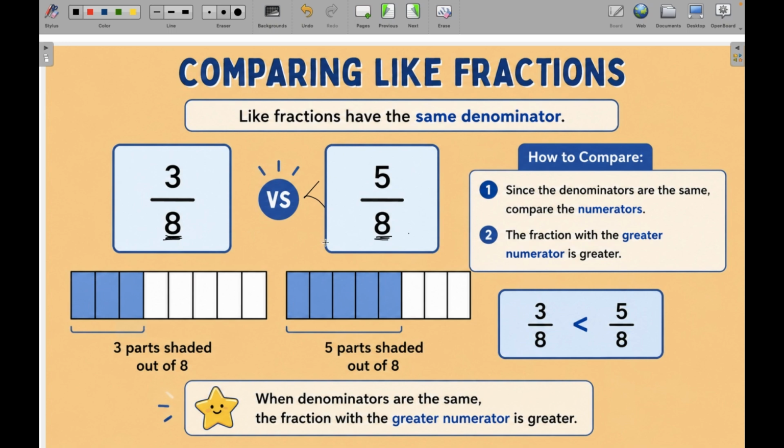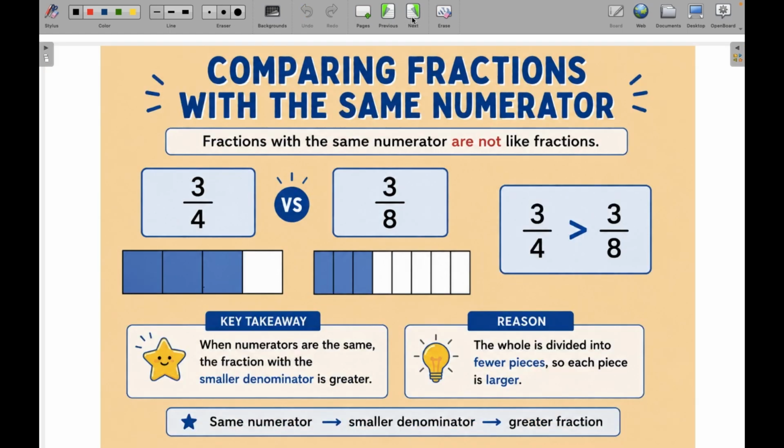Now imagine this scenario, you have a pizza. In the first scenario, you divide it into 8 parts and you have 3 slices. In the second scenario, you divide it into 8 parts and you have 5 slices. So in which case do you have more quantity? It is 5 by 8.